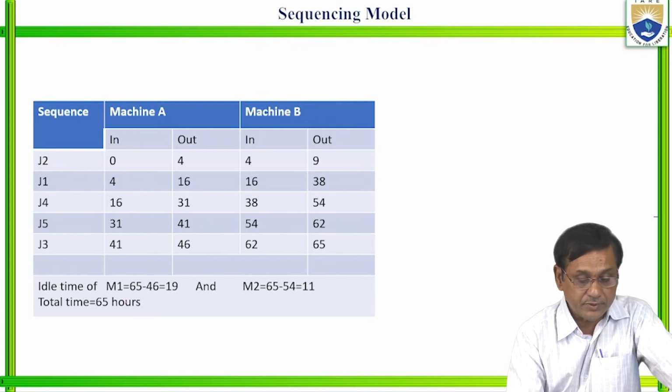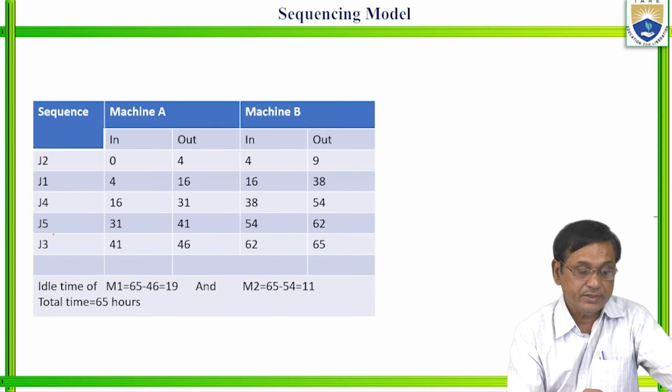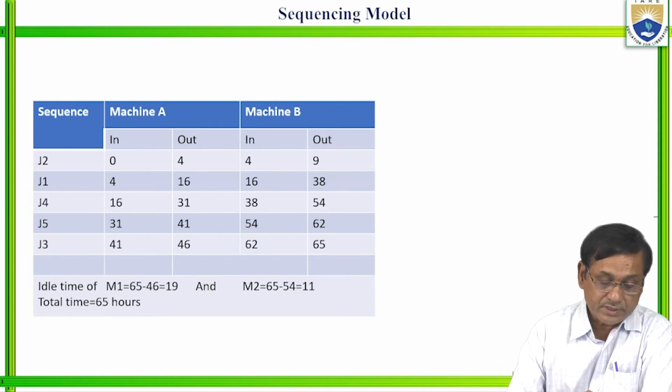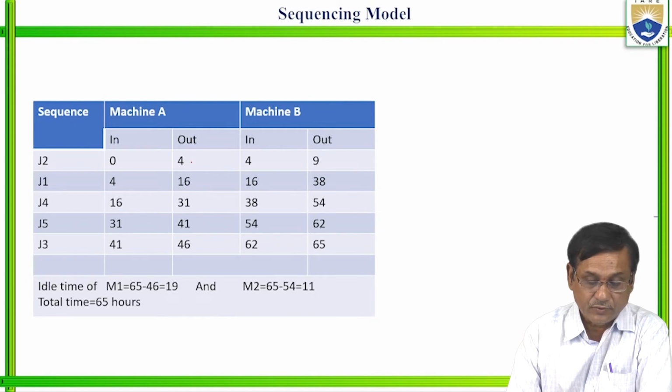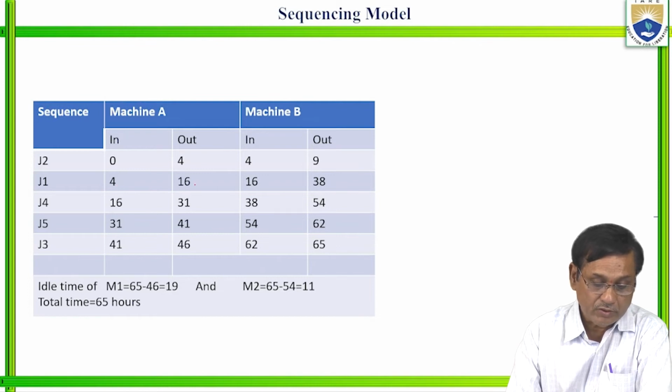Now the idle time of machine M1 you can calculate next. The sequence is J2, J1, J4, J5, J3. For the first job, 4 hours are required, so it comes out after 4 hours. Then it goes to the second machine. The time required is 5 hours, so it comes out after 9. The next job enters at the 4th hour and requires 12 hours, so it comes out after the 16th hour.